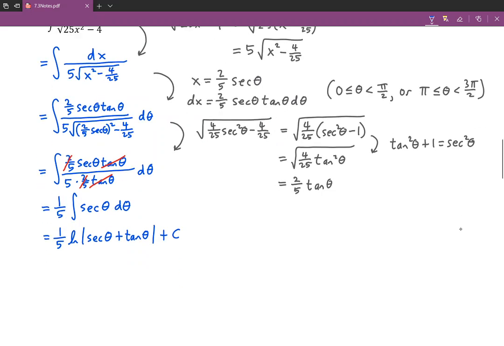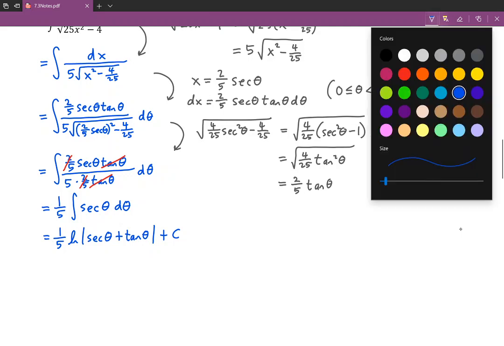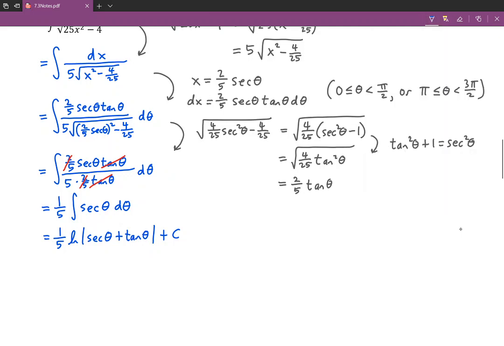Scroll down to make some room. And now what we want to do is go back to x. So let's go back to x. We have that secant theta is 5x over 2. We get this because the original substitution we made was x equals 2/5 secant theta. So if we multiply both sides by 5 over 2, we get secant theta is 5x over 2.